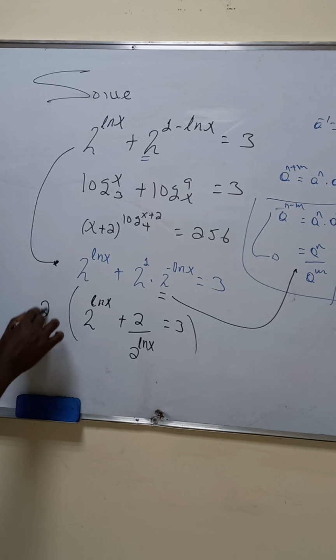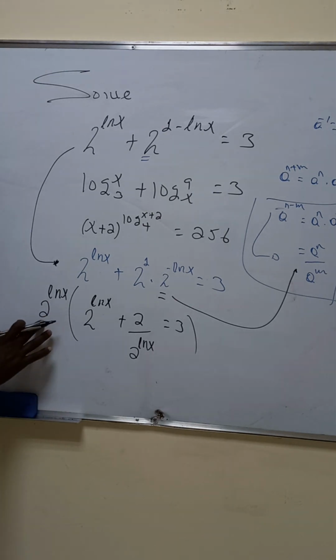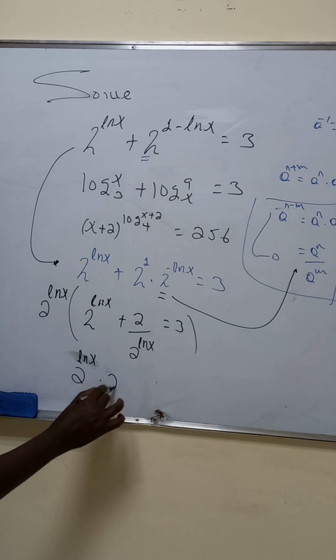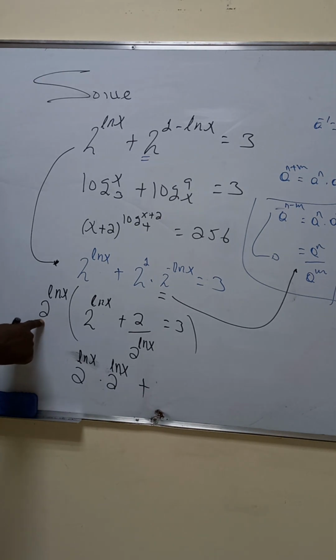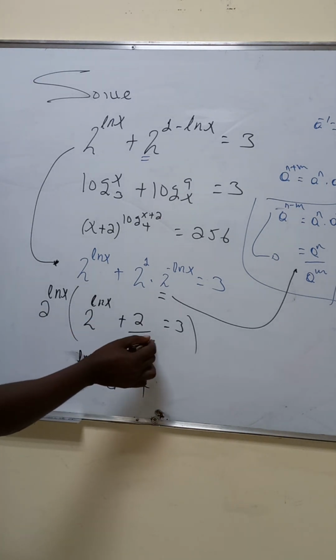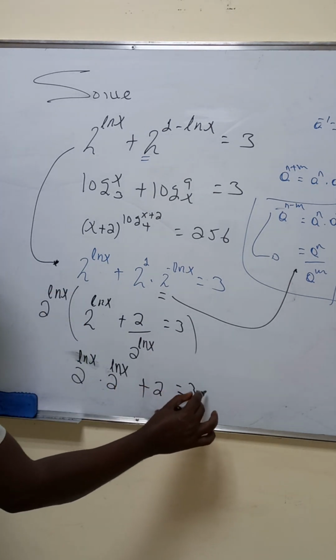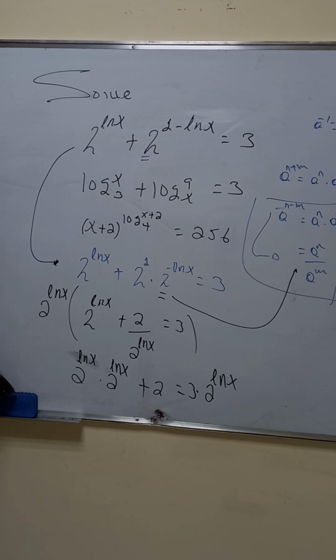We need to multiply both sides by 2 raised ln of x. When I multiply both sides by this, what I'm going to have is 2 raised ln of x times 2 raised ln of x, plus, multiplying this 2 raised ln of x by 2 over 2 raised ln of x, this will be cancelled by this one and only 2 is left, which is equal to 3 times 2 raised ln of x. We write it like this.